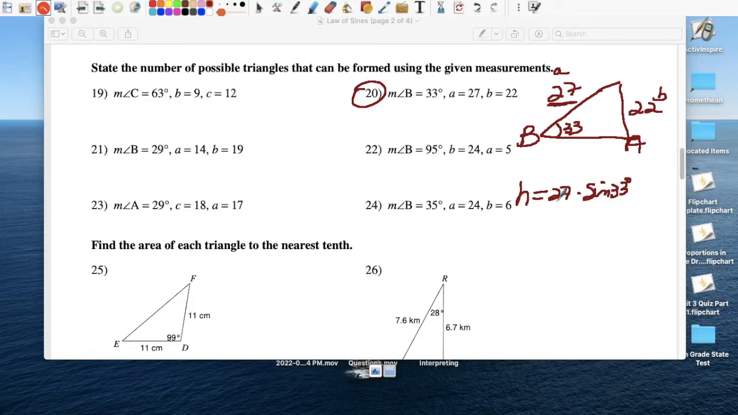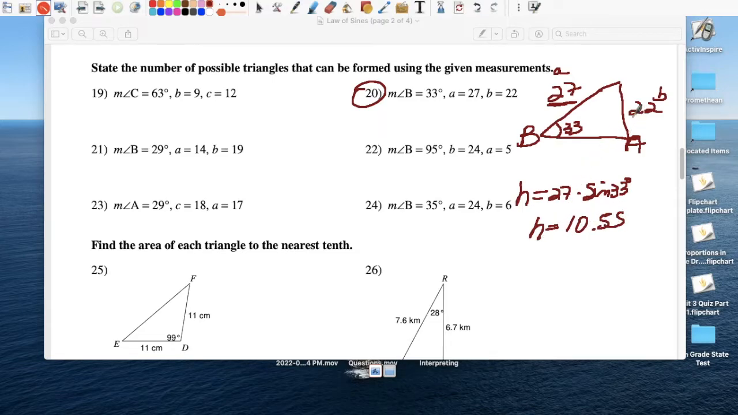27 times sine 33, and we get that the height is 10.55.